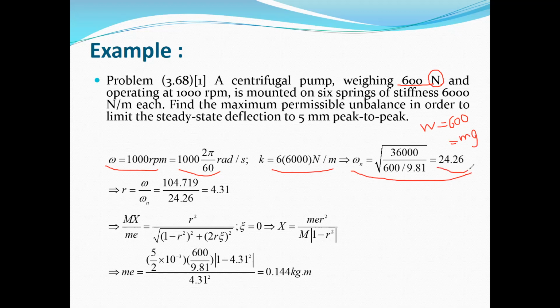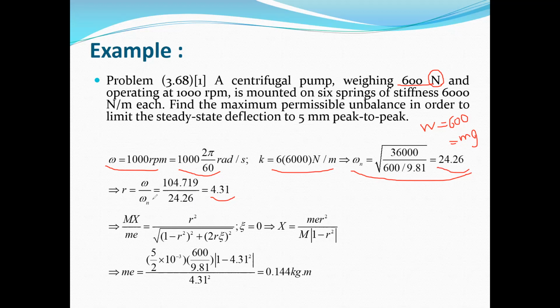And now we have the omega n in radian per second, and we can calculate r, which is the frequency ratio. It's equal to omega divided by omega n, and it's equal to 4.31. You can see r is more than 1, so we are far from the resonance.